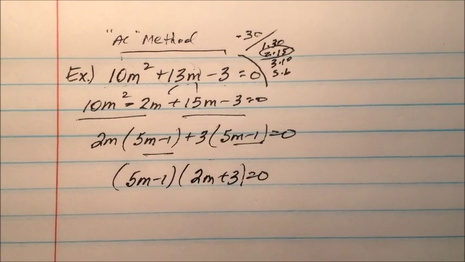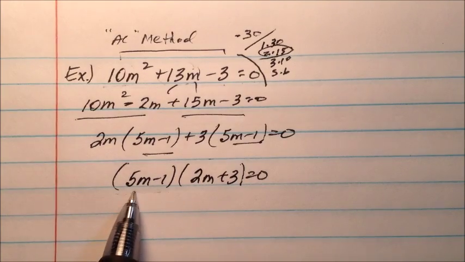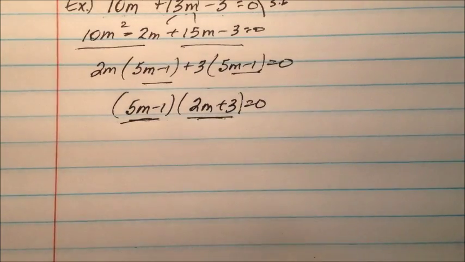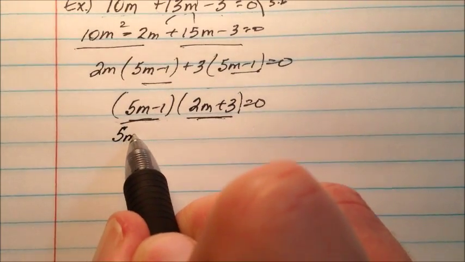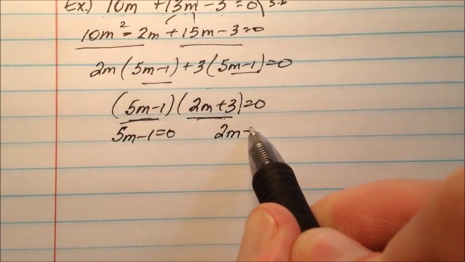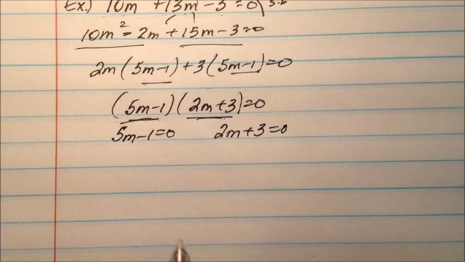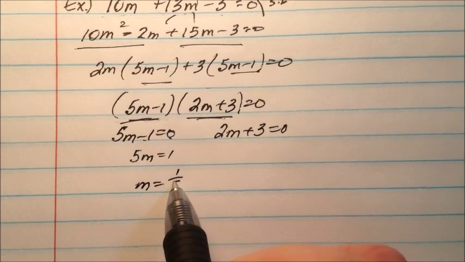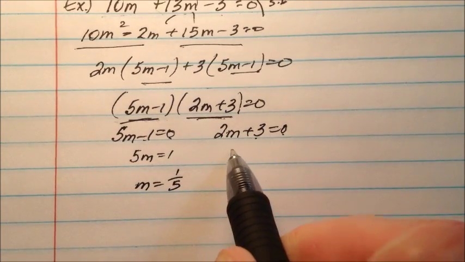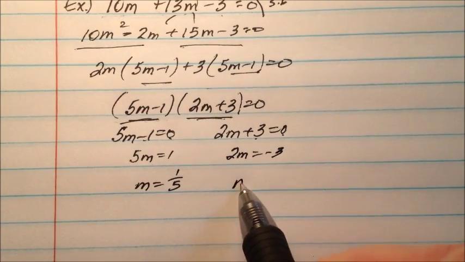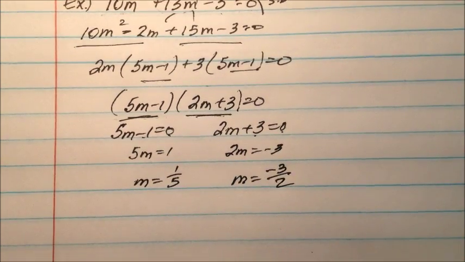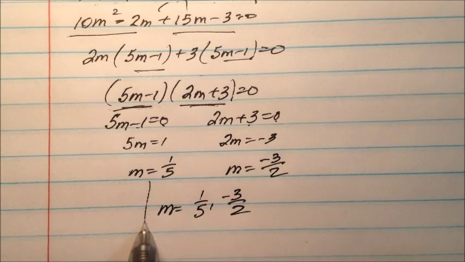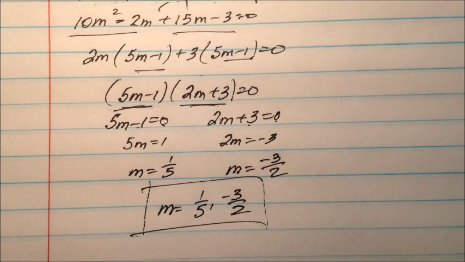So now I have this factored here. So I have the quantity 5m minus 1 and the quantity 2m plus 3. So I'm going to take each one of those independently and set it equal to 0. Because if when I multiply I get 0, one of them has to be 0. So I'll add 1 to both sides on this one, so 5m equals 1, so m equals 1/5. Subtract 3, so 2m equals negative 3, and m equals negative 3/2. So I have two choices here. I can have 1/5 or negative 3/2 for my solution for that problem.